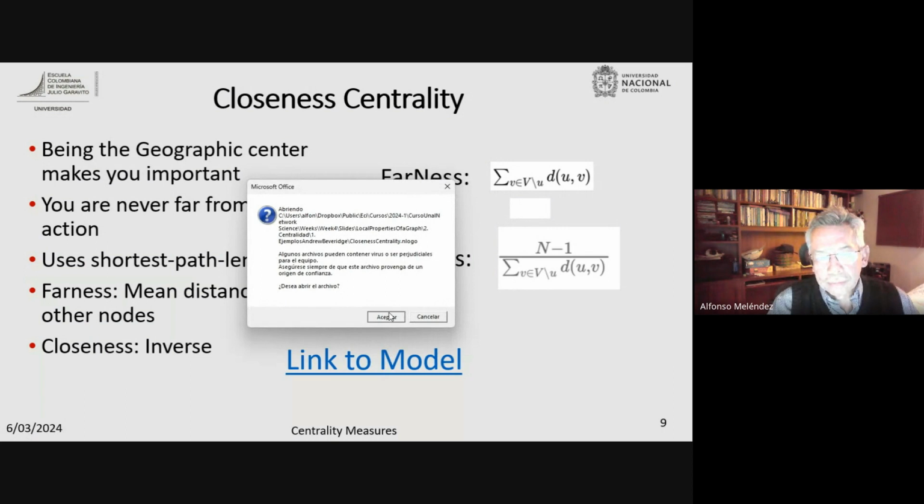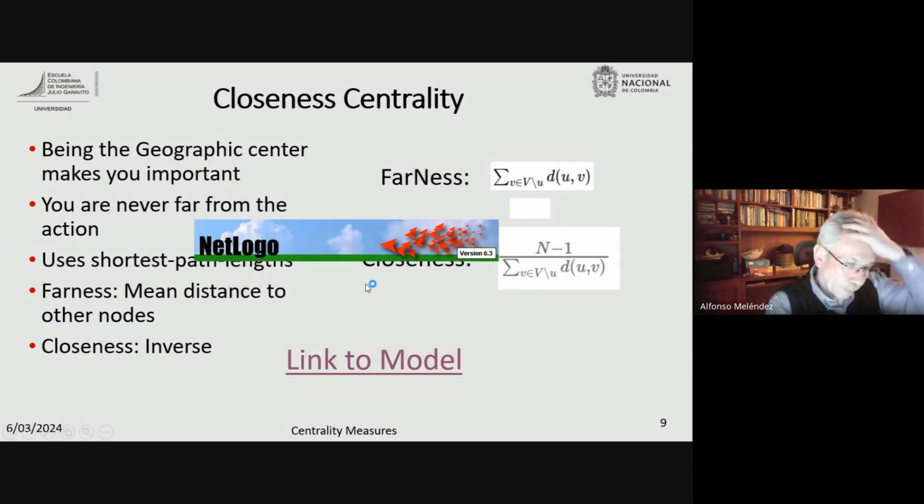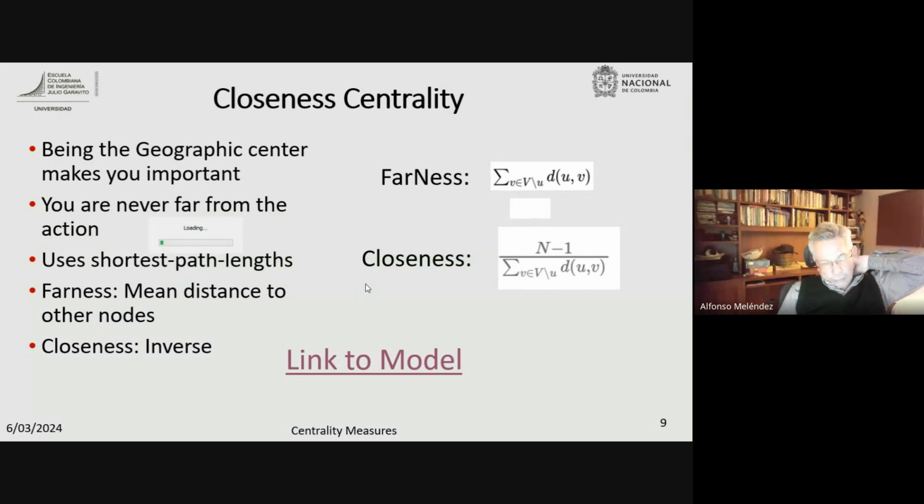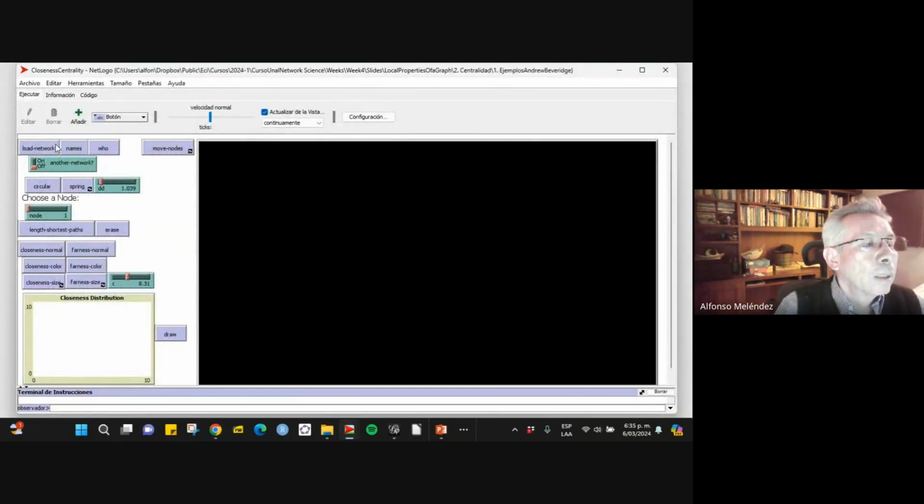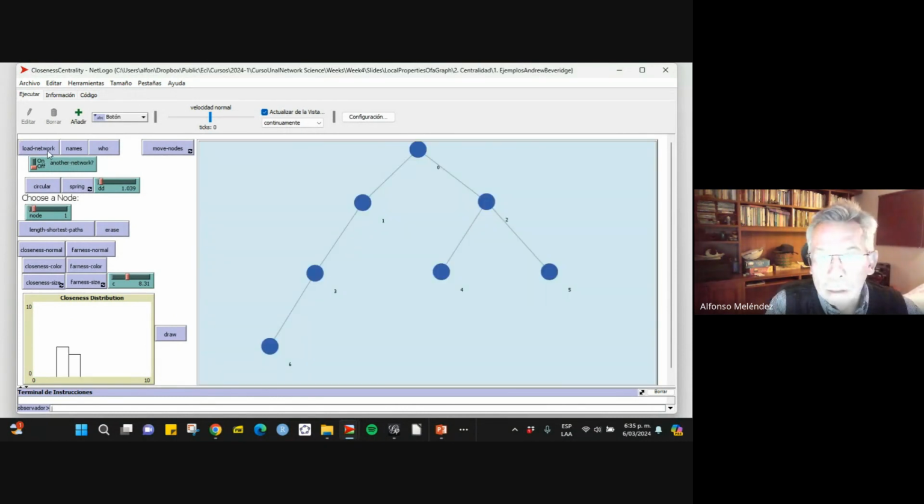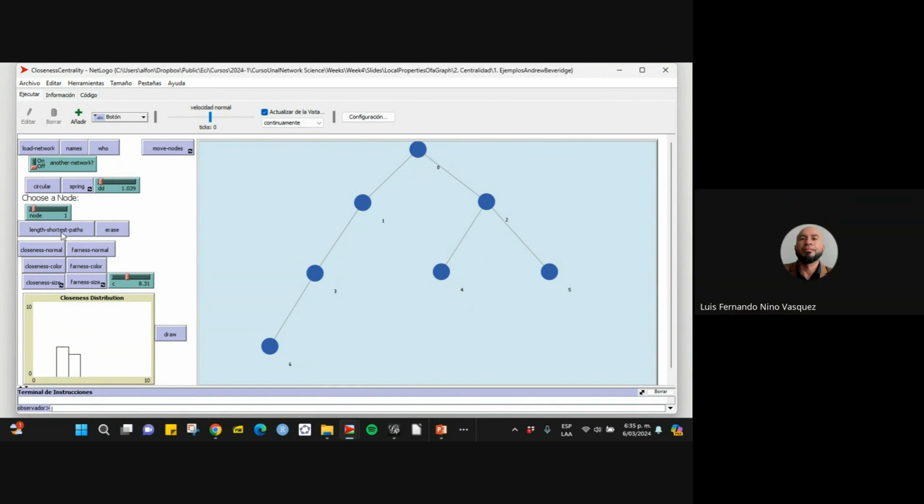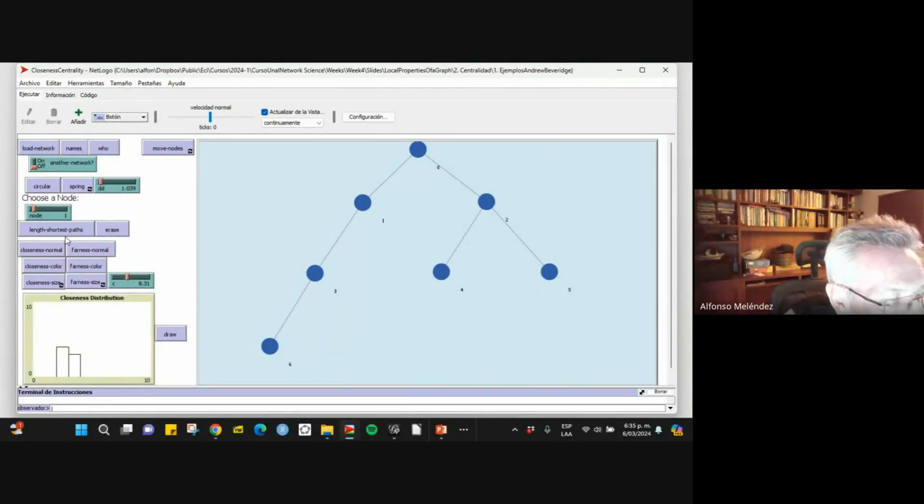Let's see the model to clarify that. For example, this simple network. By the way, what type of graph is that? How do you call it? A tree, exactly. Particularly in this case, could be a binary tree, exactly. Thank you. Okay, I'm gonna click length of shortest path.